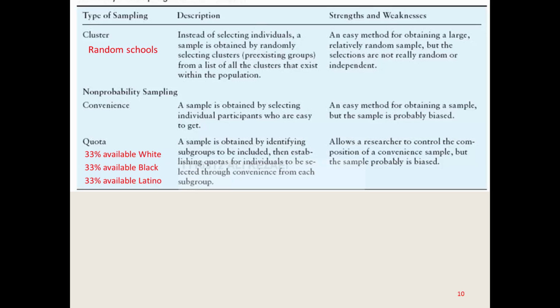And a similar method is convenience sampling that has a specific proportion. We call it quota sampling. Quota sampling is when, again like stratified random sampling, you want to have 33% white, 33% black, and 33% Latino, equal proportions of white and black and Latino students. But this time you don't do it randomly, you just use the available white and the available black and available Latino students.